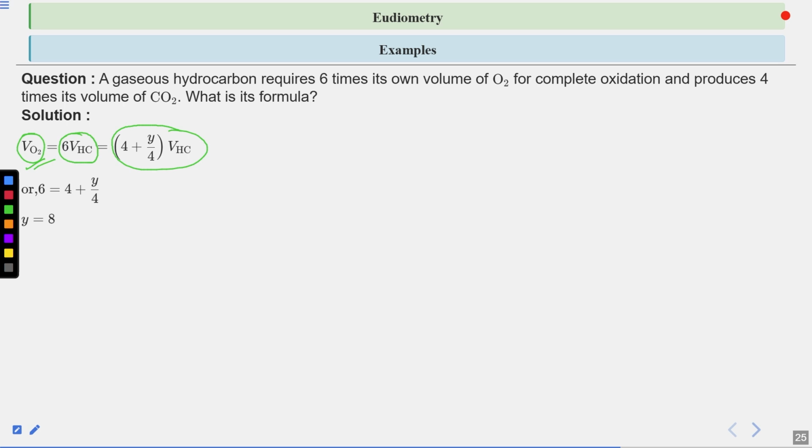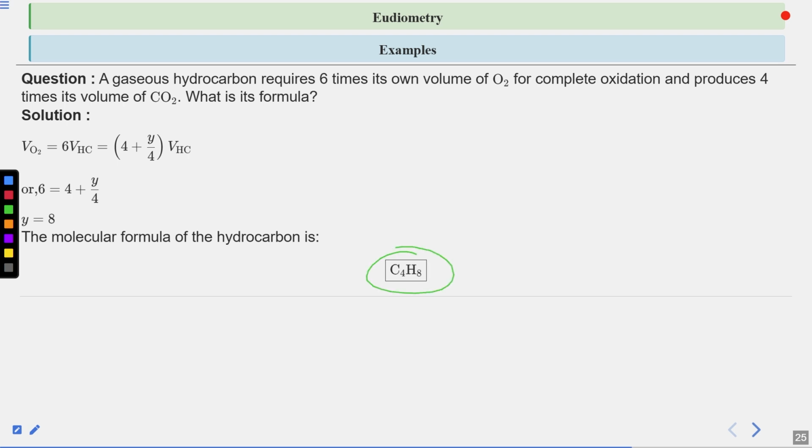Got it? Now we know the value of X. Just put it here, and VHC and VHC will get cancelled out. Therefore Y is equal to 8. Therefore the values of X and Y are 4 and 8. Hence the formula will be C4H8.